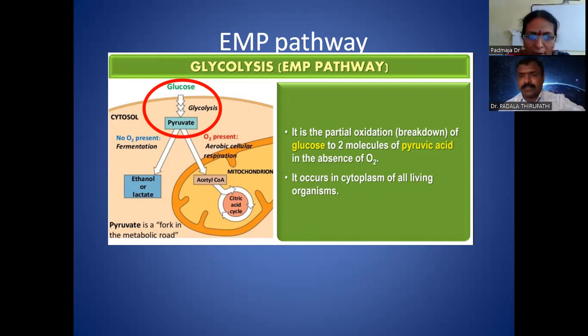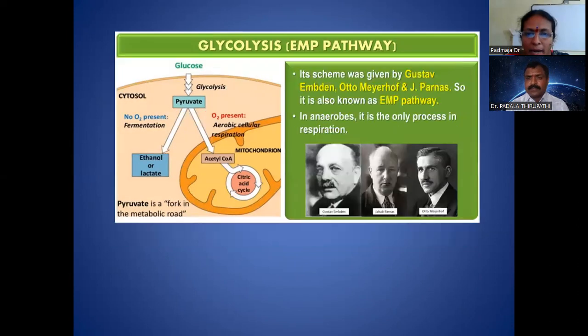So the pyruvate is a fork in the metabolic road. It is the partial oxidation, breakdown of glucose to 2 molecules of pyruvic acid in the presence of oxygen. It occurs in the cytoplasm of all living cells. The cytoplasm is the liquid substance present in the cell, also called the cytosol. And these are the names of the scientists: Embden, Meyerhof, Parnas. So this is also a shortcut, we can also call it the EMP pathway. In anaerobes, it is the only process in respiration.